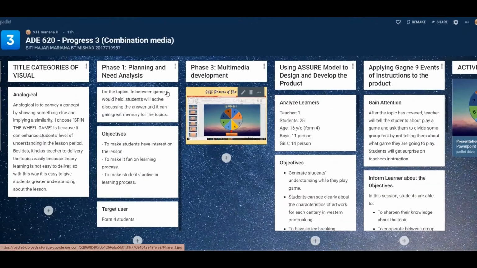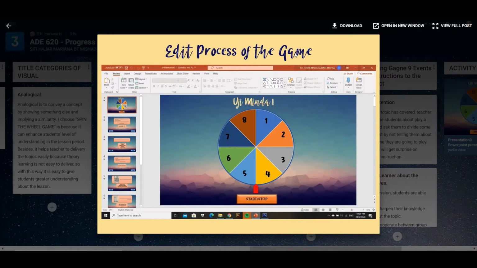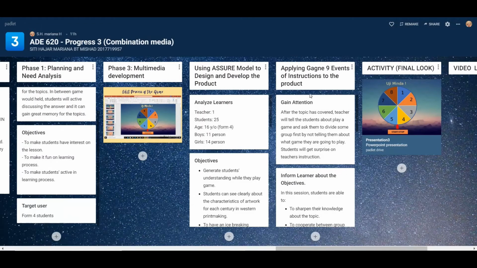So here is the multimedia development. Okay, this is the editing process of the game. It's quite easy, because there are a lot of difficulties on this wheel only, but the rest of the slides are okay. Here I am using the ASSURE model to design and develop the product.